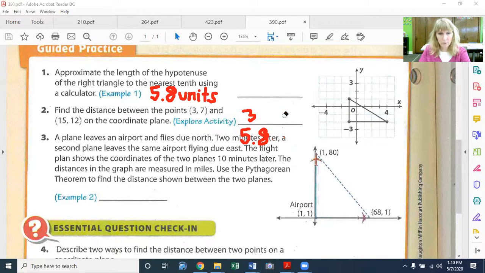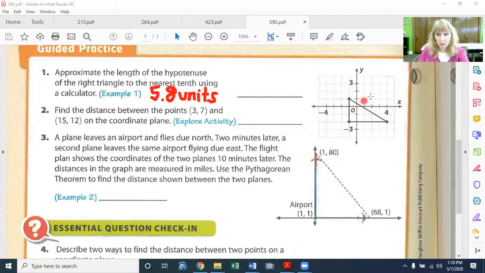Next one, number 2. Find the distance between the points 3, 7, and 15, 12 on the coordinate plane. Okay, it might be a good idea to show that. So we have different numbers. If you notice, we have different x's. Let me pull my spotlight up. We have different x's and we have different y's, don't we?